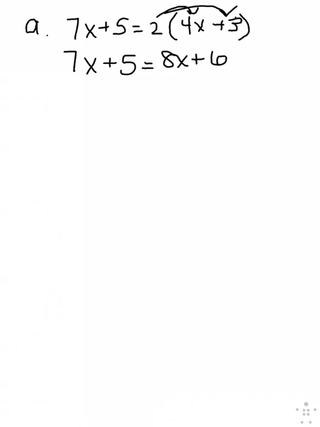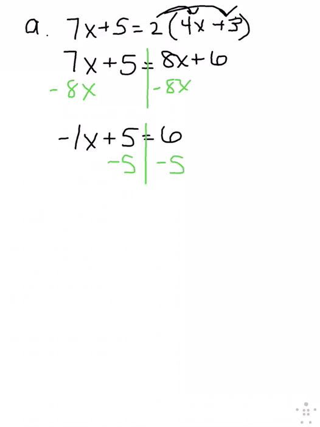So we're going to keep solving by combining our like terms. I subtract 8x from both sides. 7 minus 8 is negative 1. Negative 1x plus 5 equals 6. I continue combining like terms by doing the opposite operation. I do a minus 5. 6 minus 5 is 1. And my last step is to divide. In this case, divide by a negative 1. 1 divided by negative 1 is negative 1. X equals negative 1 is a one solution problem.